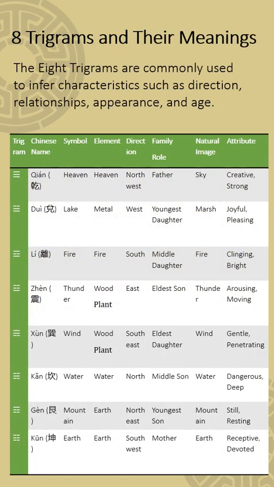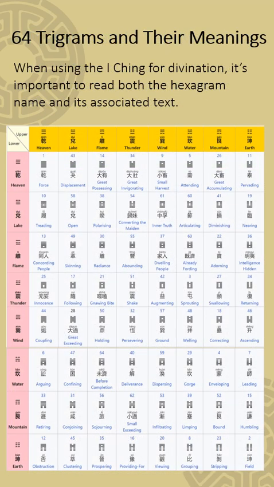8 trigrams and their meanings. The 8 trigrams are commonly used to infer characteristics such as direction, relationships, appearance, and age. 64 hexagrams and their meanings. When using the I Ching for divination, it's important to read both the hexagram name and its associated text.